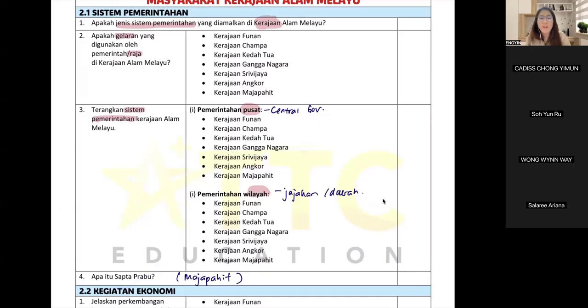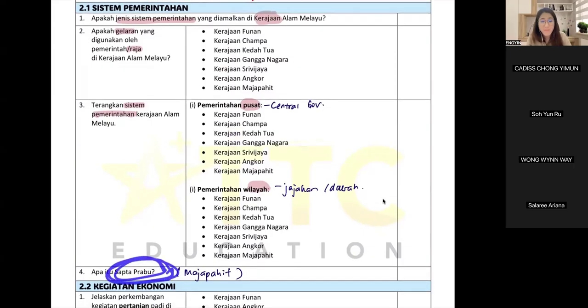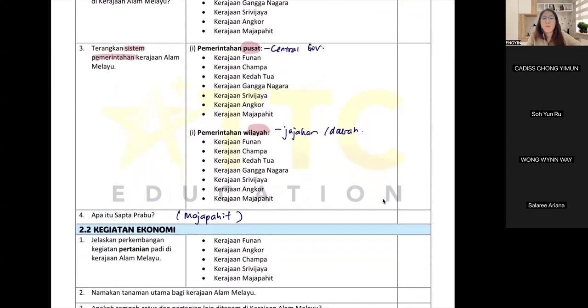And I will tell you something: Majapahit, they are very open-minded. So they allow girls to join Sabta Prabhu. Are you guys with me? They allow girls to join Sabta Prabhu.